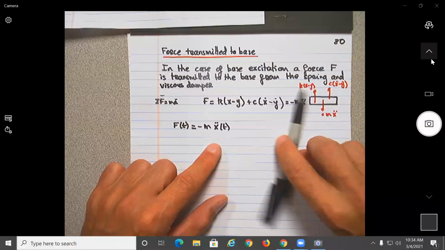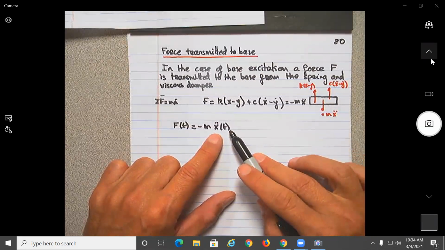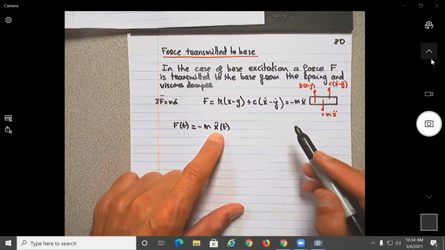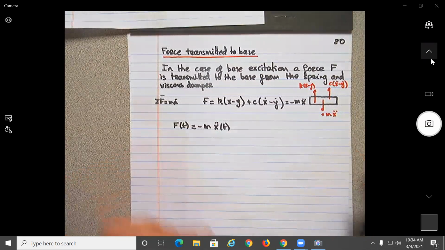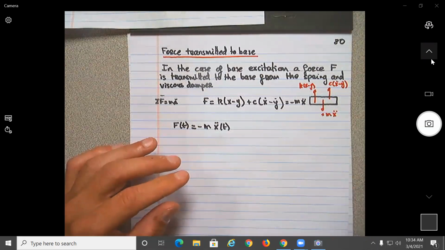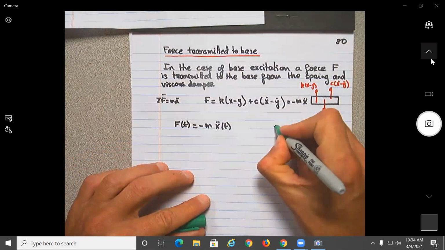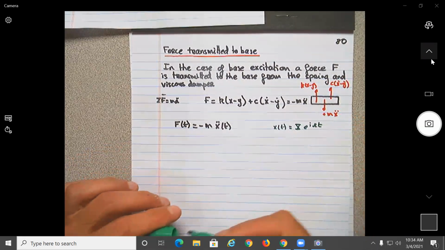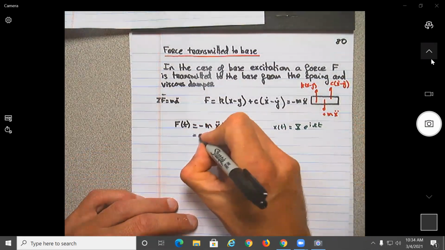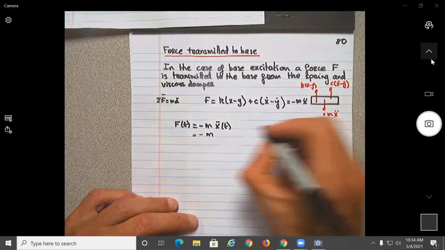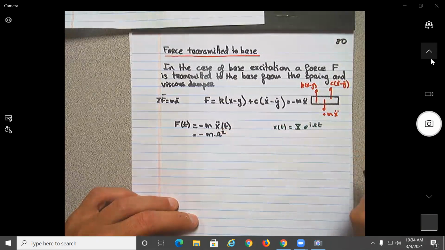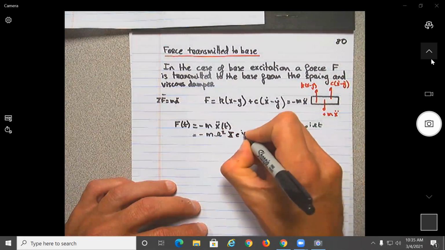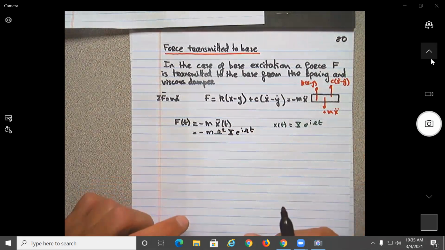Okay. And now, do we know the response x of t? Yes, we just calculated, no? It was a long expression over there. So this will be equal to, if we assume the solution, if x of t is capital X e^(i omega t), this will become minus m, so you have the i squared, capital omega squared, X e^(i omega t).